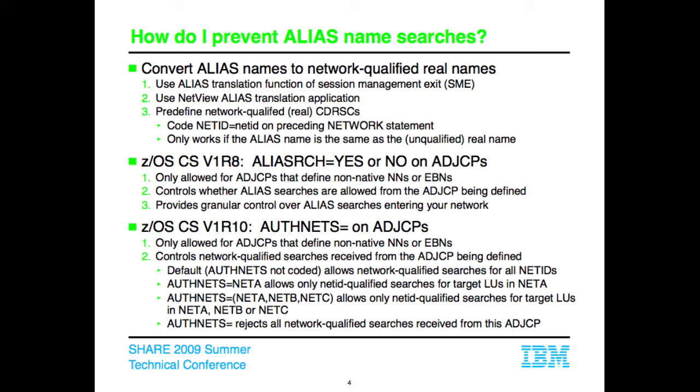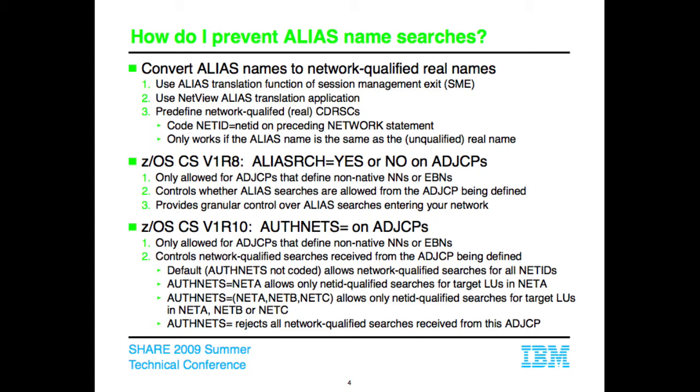You can also use the NetView alias translation application to do effectively the same thing. This time we actually drive a NetView function with the alias name and allow the NetView alias translation application to return the fully qualified LU name with the net ID, that is. And if it was different than the LU name, of course, it would provide the translated LU name as well from the alias name.